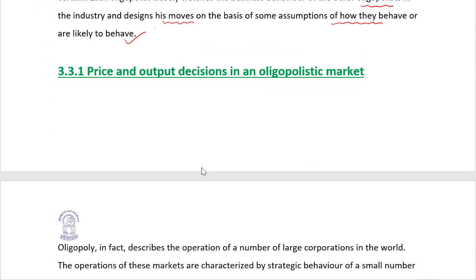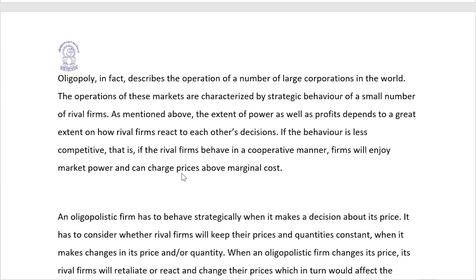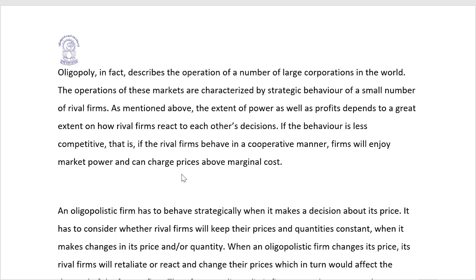The next point is price and output decision in an oligopolistic market. So how is the price of the product and output decided in an oligopolistic market? Oligopoly in fact describes the operation of a number of large corporations in the world. The operations of these markets are characterized by strategic behavior of rival firms. As mentioned above, the extent of power as well as the profit depends to a great extent on how rival firms react to each other's decisions.